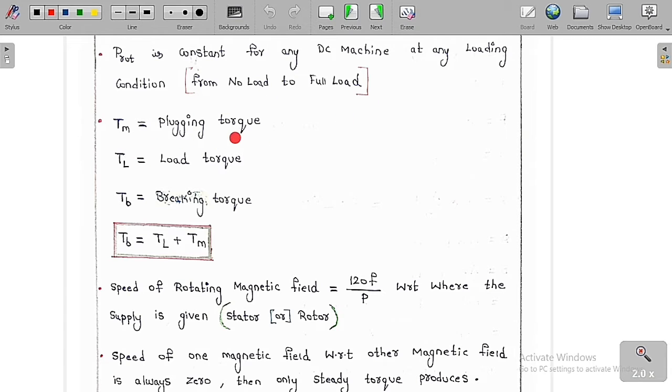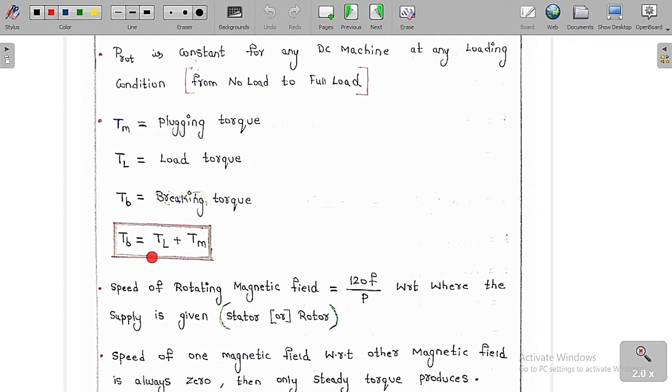Tm is called the plugging torque, TL is called the load torque, and Tb is called the braking torque. Always, the braking torque is a summation of the load torque and the plugging torque. Tm is also called the plugging torque or motor torque.